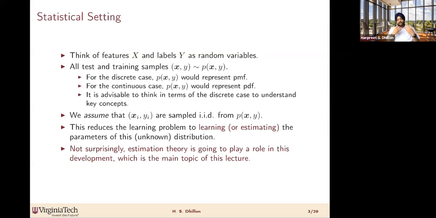So this now reduces the learning problem to learning, or estimating, the parameters of this unknown distribution. Not surprisingly, estimation theory is going to play a role in this development, which is basically the main topic of this lecture. So this is where we start connecting the learning problem to the estimation problem.